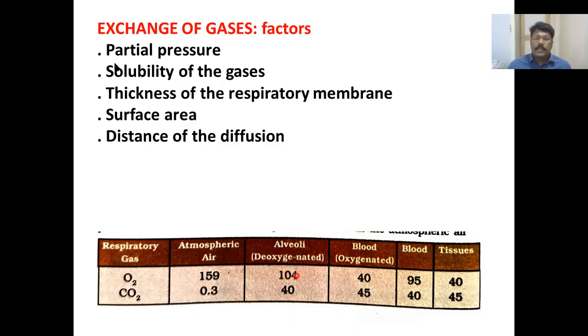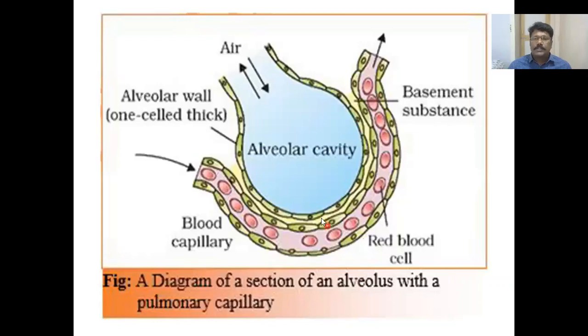At the same time, the carbon dioxide partial pressure is only 40, and its atmospheric pressure is 0.3 mm of Hg, very low. And because of this high partial pressure of the oxygen, there is a diffusion of gases from the alveoli to the capillaries in the lungs. So it is the pulmonary capillary, and this is the alveoli.